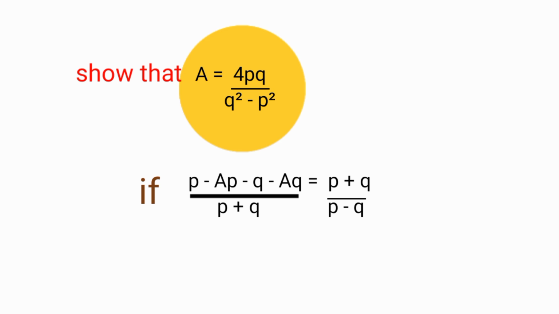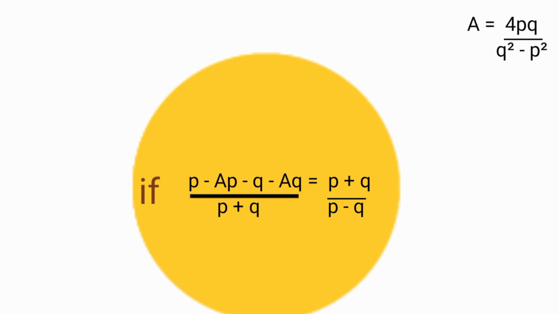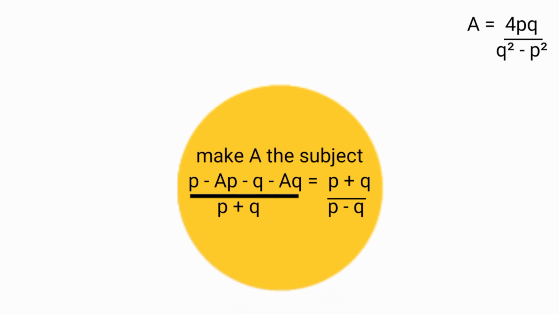Here we are asked to show that A equal to 4pq over q squared minus p squared if (p minus ap minus q minus aq) all over p plus q equals (p plus q) over (p minus q). So how can you solve this? Let's first make A the subject of the formula from this equation. So how can we make A the subject? We just apply the change of subject of formula principles.